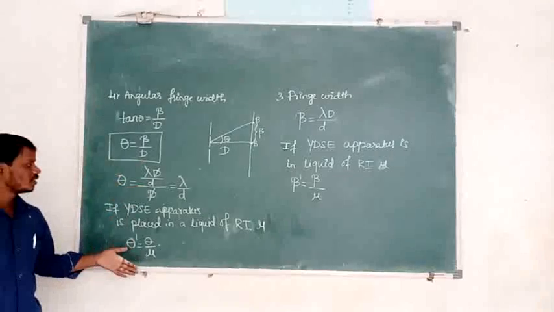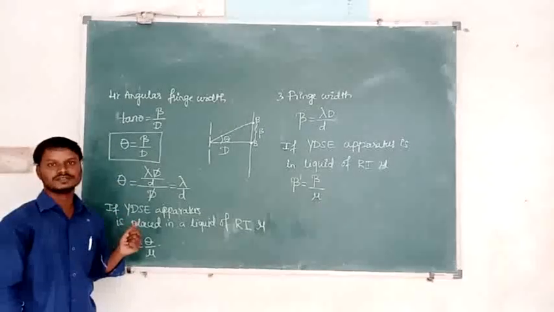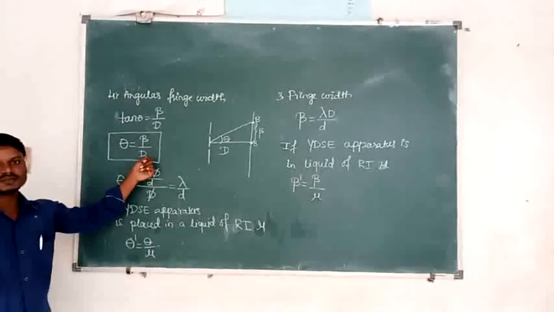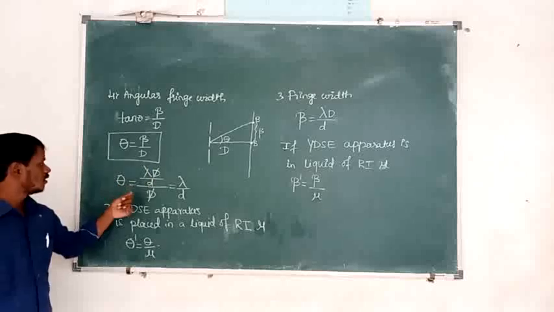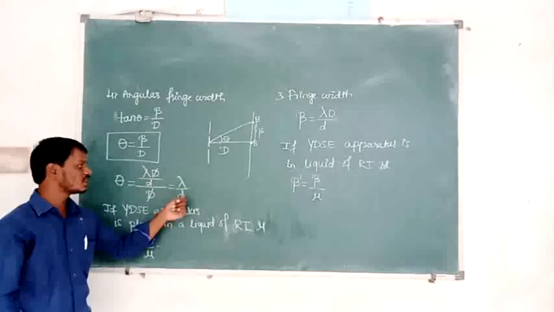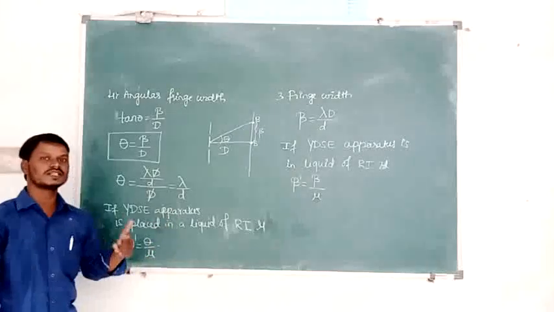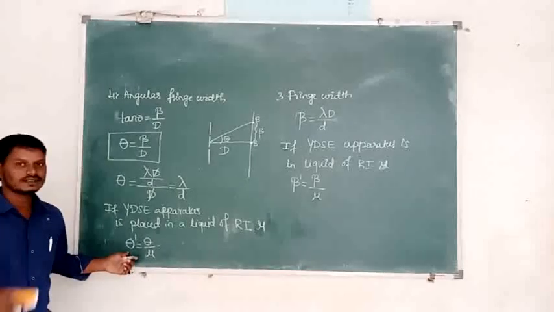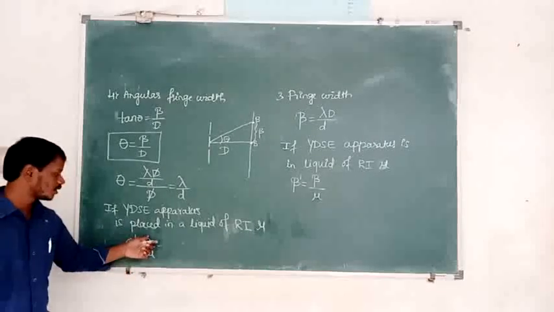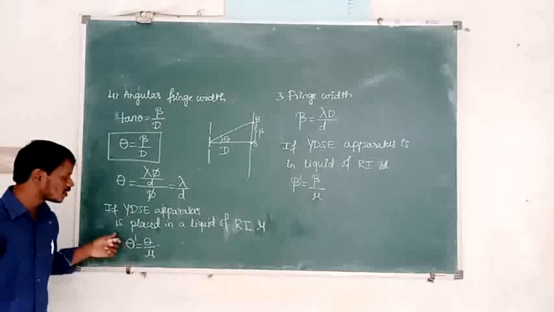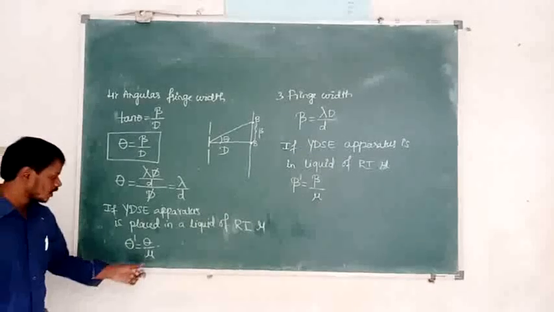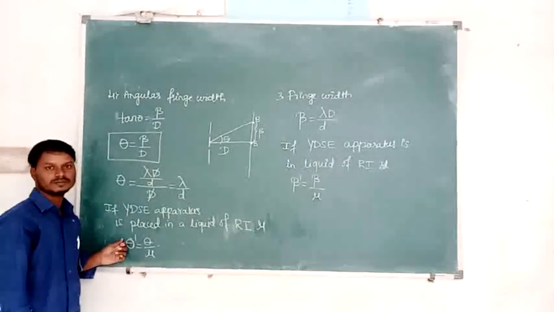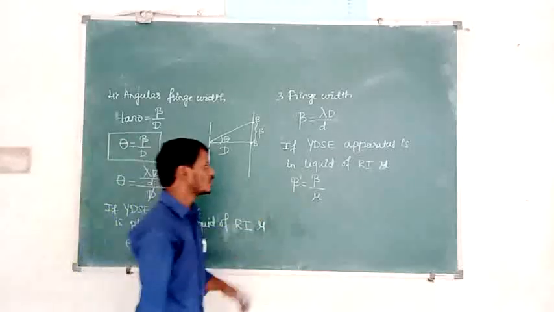So we have to use these formulas to find the angular fringe width. We use this formula when the fringe width and the distance of the screen from the double slit are given. We use this formula when the wavelength and slit width are given. And if this experimental setup is placed in a medium of refractive index mu, there is a change in angular fringe width, that is theta dash equals theta by mu. Here the angular fringe width is inversely proportional to the refractive index. If the refractive index of the medium is high, then the angular fringe width is low, meaning minimum. Here also the same thing.